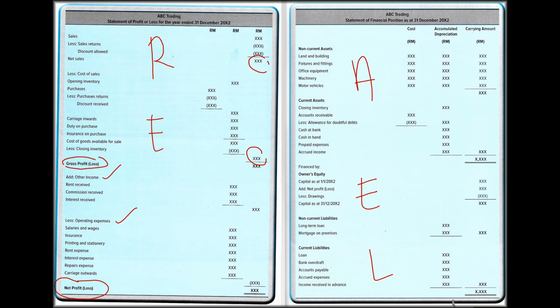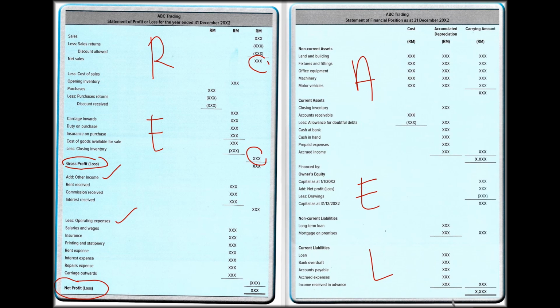Some of you may notice that we have carriage inwards and carriage outwards. So what is the difference? Basically, carriage refers to the transporting of goods in and out of the business premises. Carriage inwards means you incur costs to carry the goods from the supplier to your business premises, while carriage outwards is where we transport the goods from our premises to the customer's premises. Now let's look at the statement of financial position.